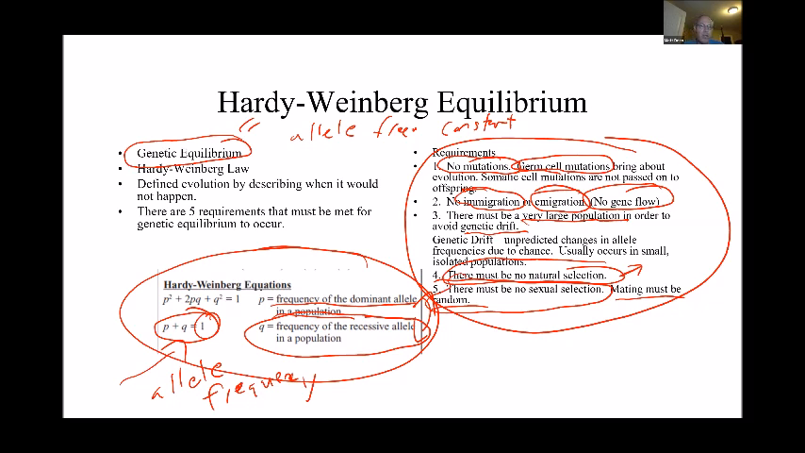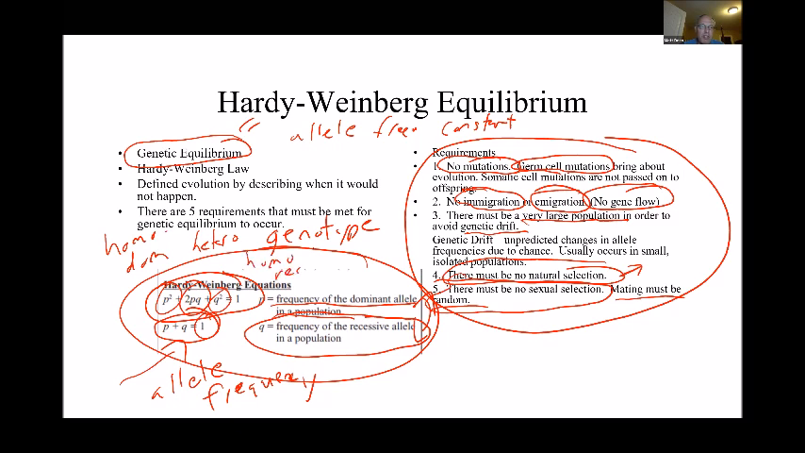Now, on the other hand, this equation is about genotype frequencies. P squared is the frequency of individuals that are homozygous dominant, so they have 2 dominant alleles for a trait. 2PQ is the frequency for individuals that are heterozygous for this trait. And Q squared is the frequency of individuals that are homozygous recessive for the trait.